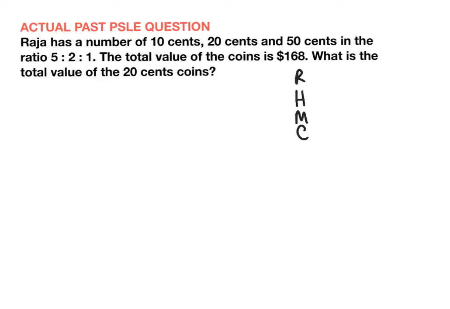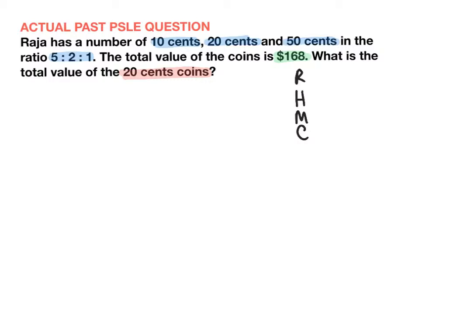Okay, so second time that we read, this is a time where we will have to highlight the important information. So Raja has 10 cents, 20 cents and 50 cents in what ratio? 5:2:1. The total value of the coins is at $168. So this is total. What is the total value of the 20-cent coins? Alright, so we have already highlighted the important stuff.